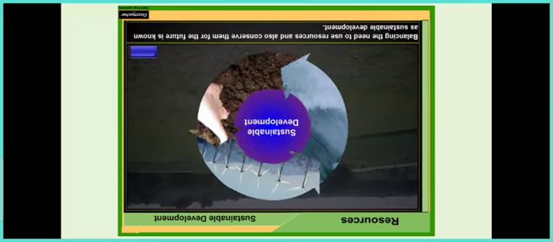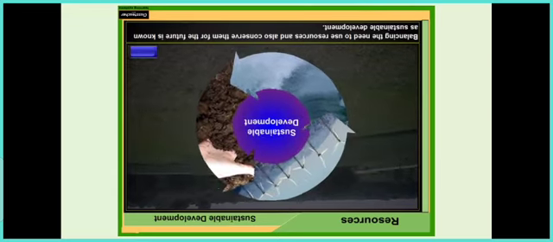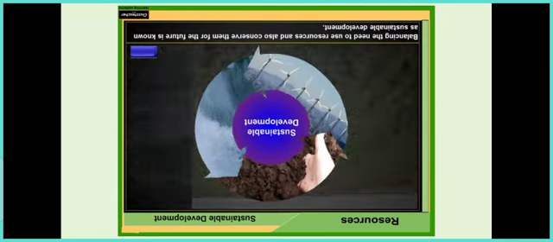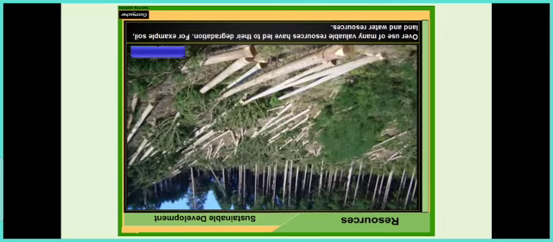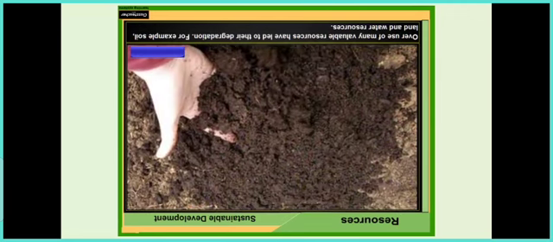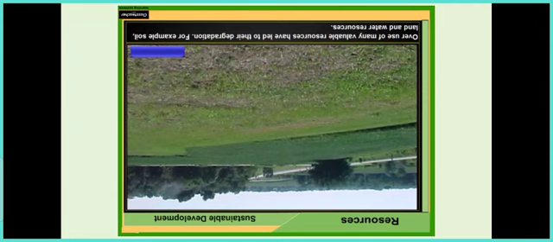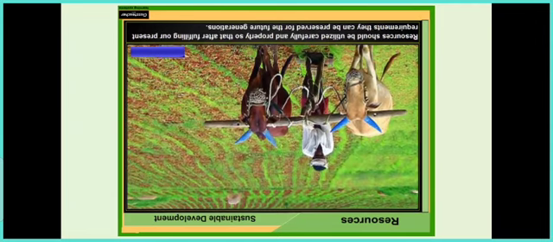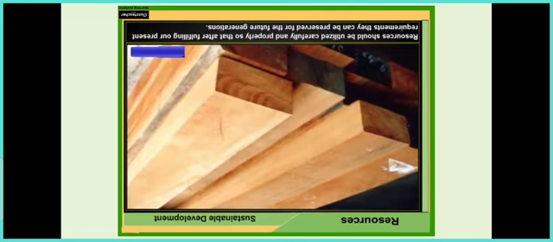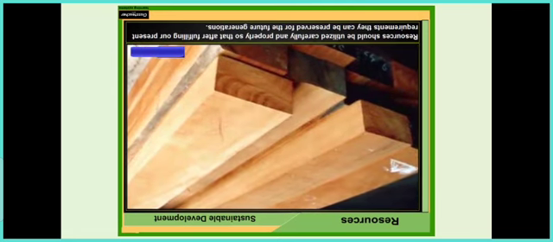Sustainable development. Balancing the need to use resources and also conserve them for the future is known as sustainable development. Overuse of many valuable resources have led to their degradation. For example, soil, land, and water resources. Resources should be utilized carefully and properly so that after fulfilling our present requirements, they can be preserved for the future generations.